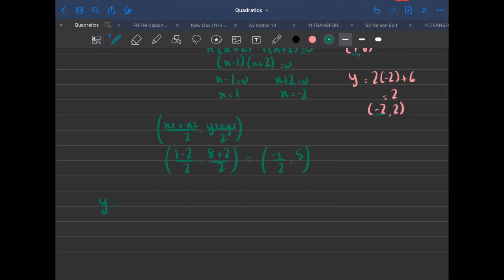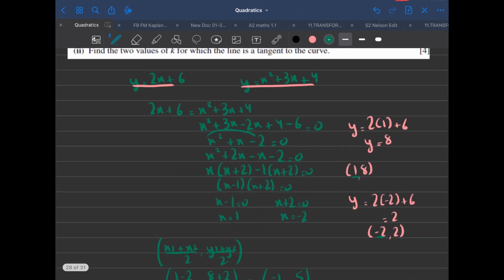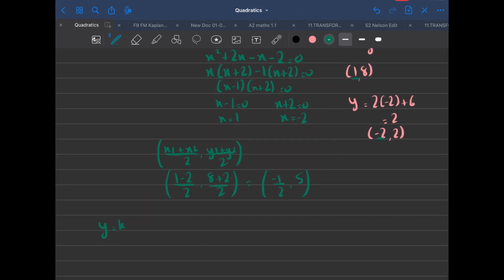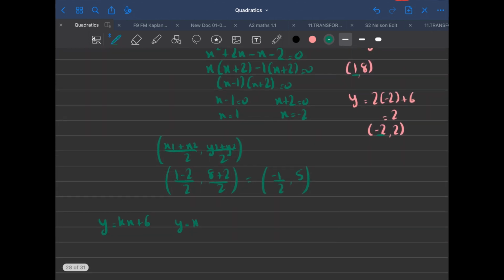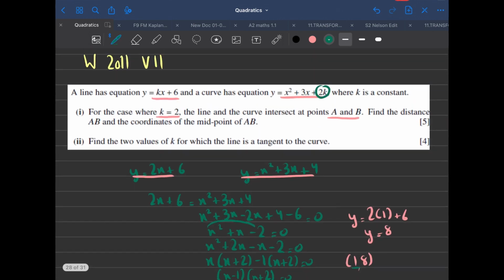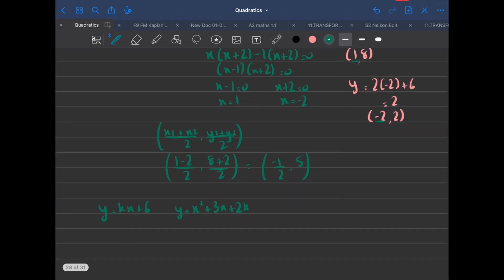y is equal to kx plus 6 and the other equation was y is equal to x squared plus 3x plus 2k. Yes or no? Okay, now let's equate: kx plus 6 is equal to x squared plus 3x plus 2k. Shift everything on one side, making sure that x squared is positive.